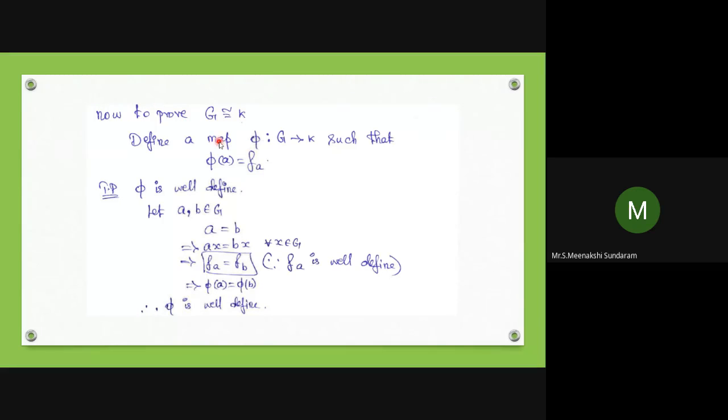So we define a map. Pi is a mapping from G to K such that pi of a equals f_a. Pi has domain G, element a of G, and the codomain is K, whose element is some function f_a. The codomain element is nothing but f_a. Okay, so we define pi: we show pi is well defined, then pi is 1 to 1, pi is onto, and then homomorphism. If we check all of these, we can say they are isomorphic.